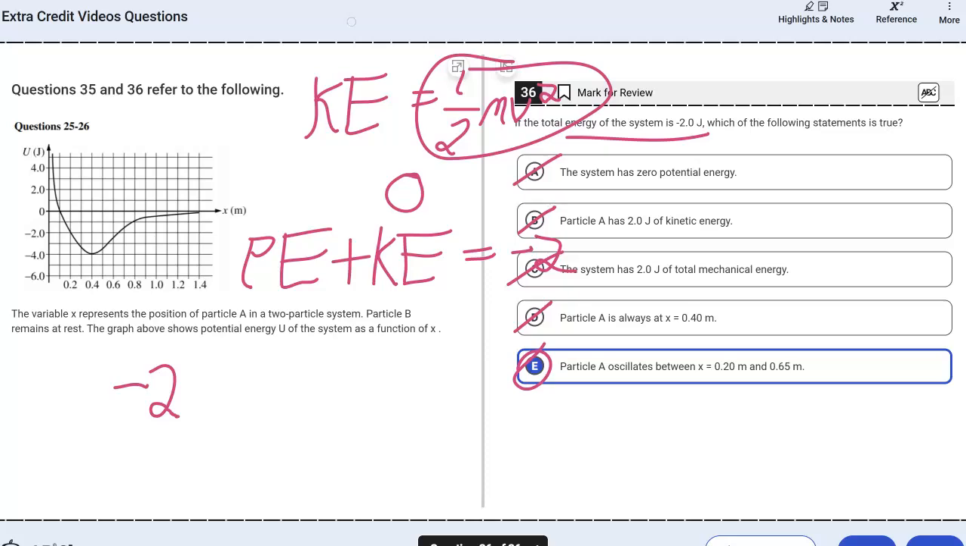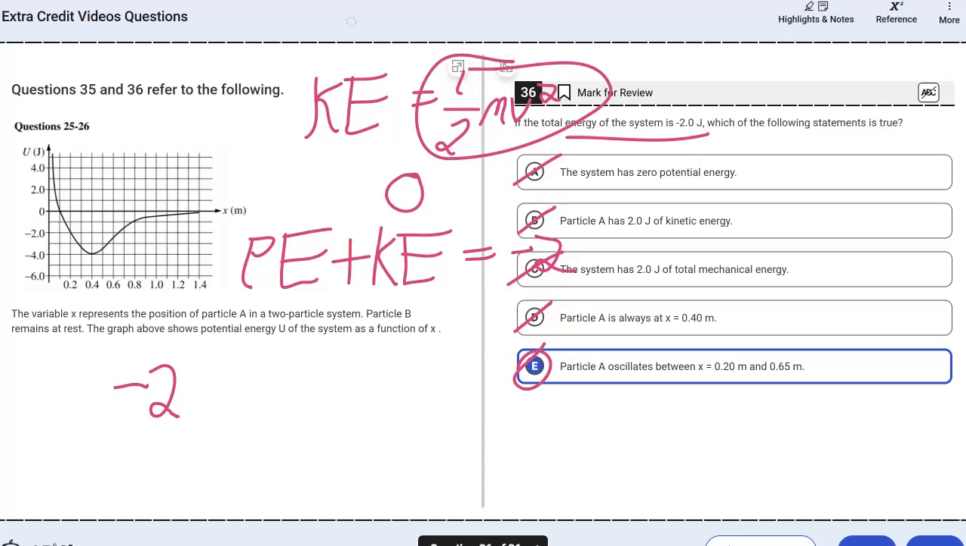So that means if the smallest our kinetic energy can be is 0, then our potential energy can never be larger than -2, because if it's larger than -2, that means our total energy will not be -2 joules. So it always has to be -2 joules or smaller. It could be -3 joules, which would just mean the kinetic energy is 1 joule. So it can never be above -2 joules.